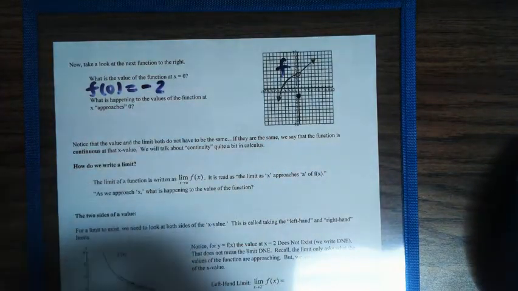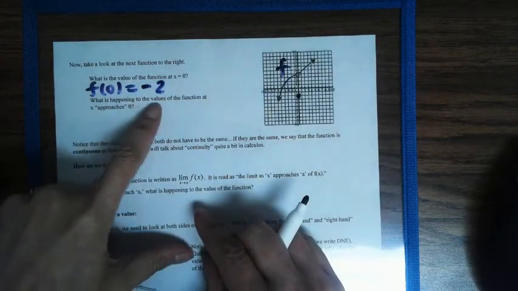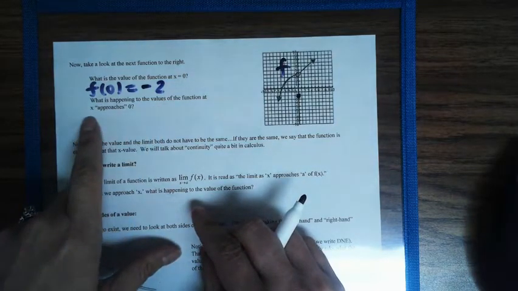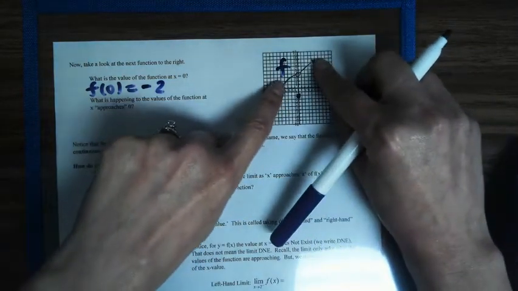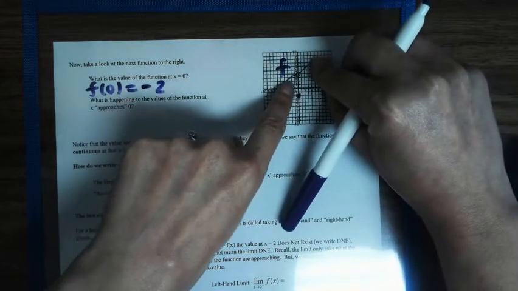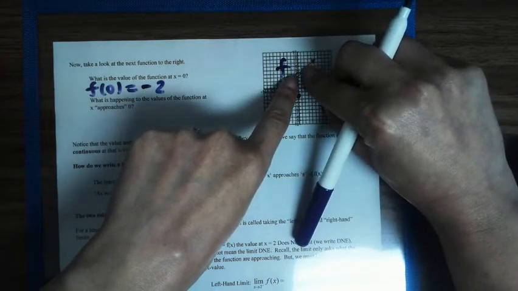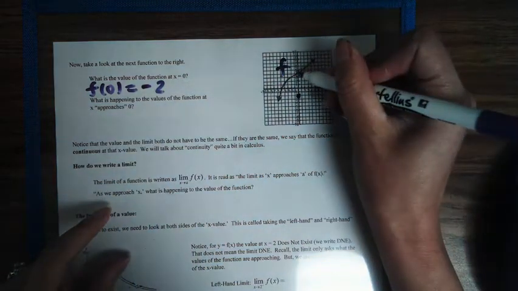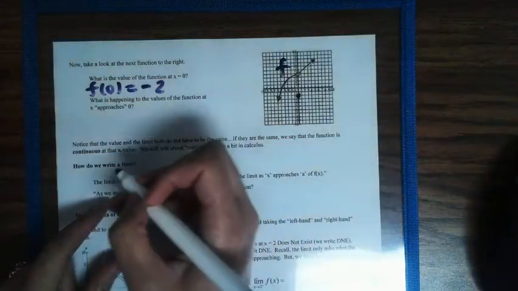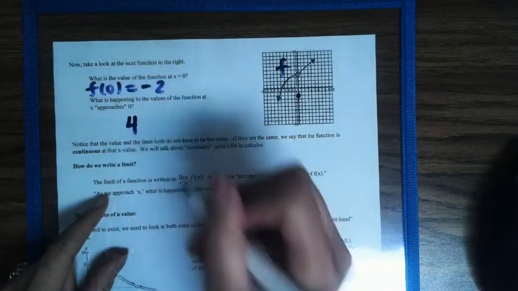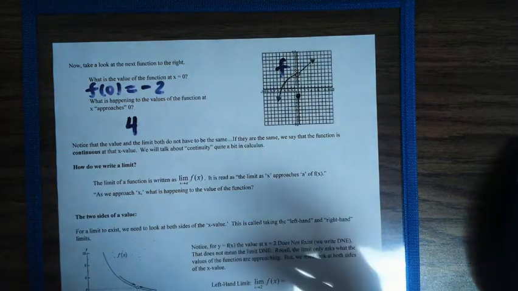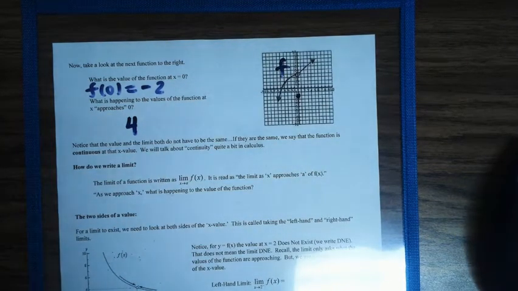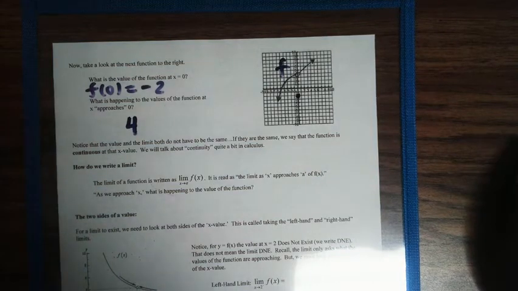Okay, now the difference here is what is happening to the values of the function when x approaches 0. Okay, so this is my function, so I'm getting closer and closer to 0, approaching 0. So what is that value? That value is this one over here, which is going to be 4. Okay, so as you can see, these two numbers are not the same. If they are the same, we're going to talk about continuity later, and they would be continuous. In this case, it's clear that the function is not continuous.